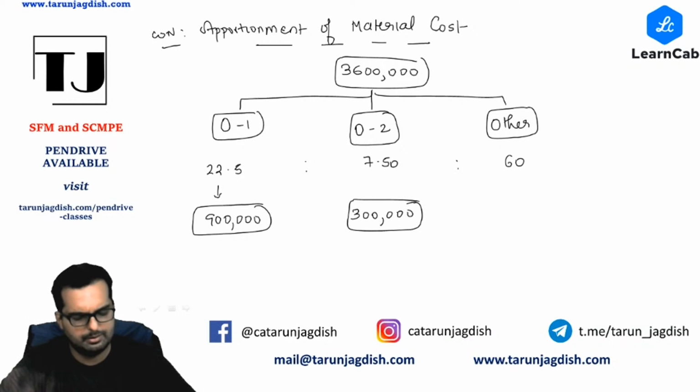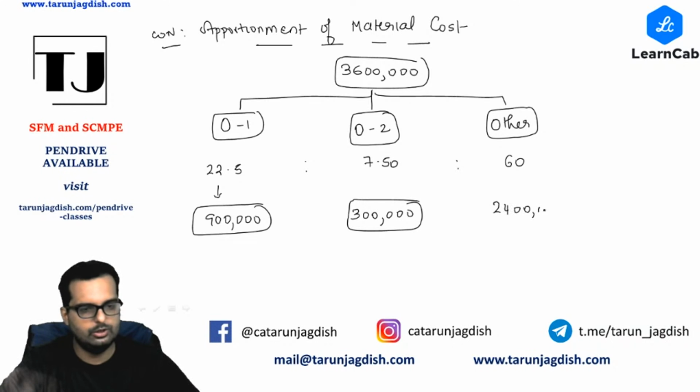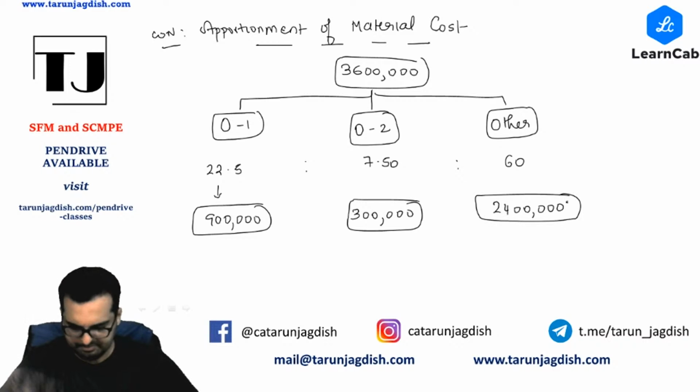And the last one would be 60 by 90 into 60, which would give you the answer as 40 lakhs. One minute. Sorry. 36 by 90 into 60. That will be 24 lakhs. Can you draw this chart in your books now, friends?